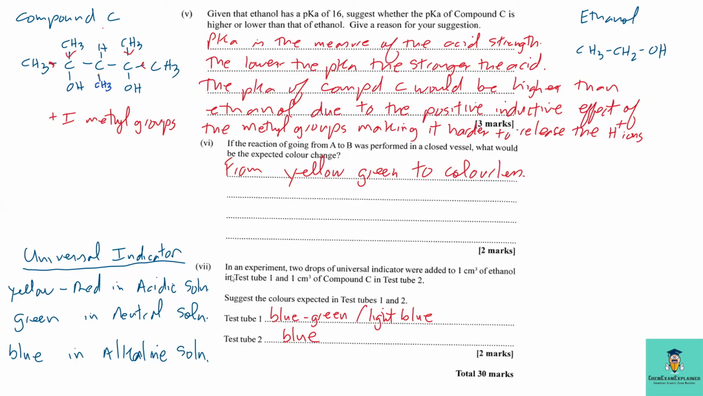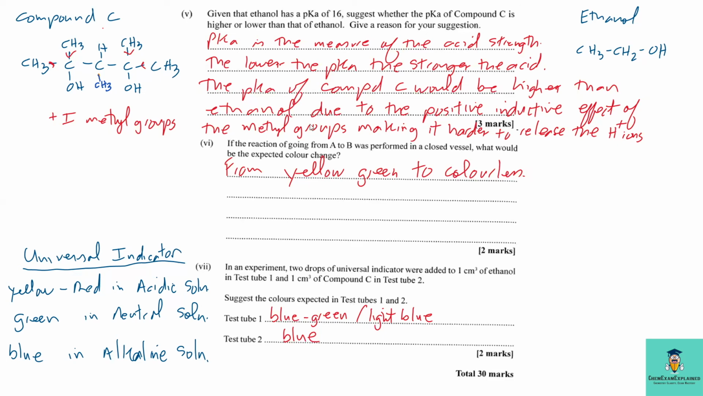Part 7. In an experiment, 2 drops of universal indicator were added to 1 cm cube of ethanol in test tube 1 and 1 cm cube of compound C in test tube 2. Suggest the colors expected in test tubes 1 and 2. This question is suggesting that the OH here is behaving as a base because the universal indicator is used to test between acids and bases. But remember that this hydroxyl group here is representing an alcohol, and these are diols.